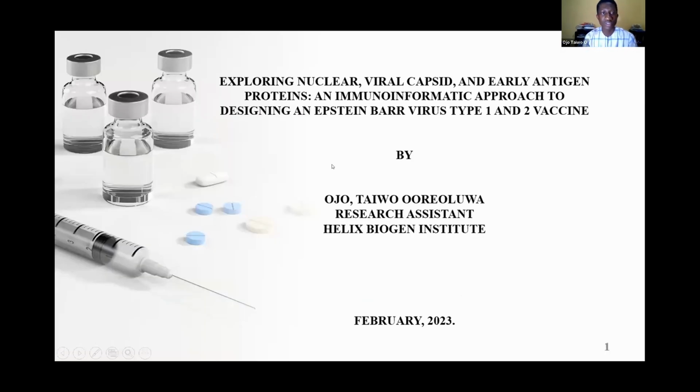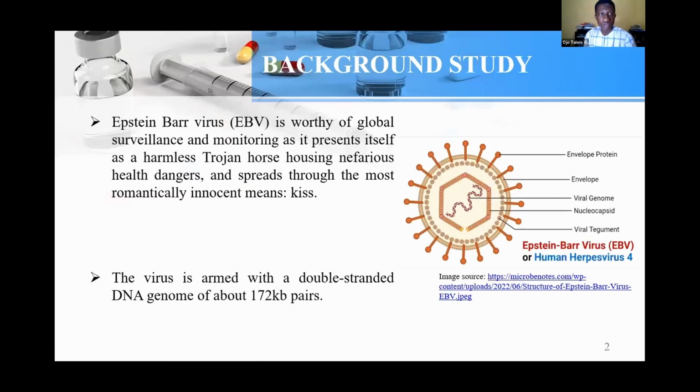So I will be discussing exploring nuclear, viral capsid, and early antigen proteins: an immunoinformatic approach to designing an Epstein Barr virus type 1 and type 2 vaccine. Now, to the background of the study: Epstein Barr virus is a virus that causes many forms of diseases, like infectious mononucleosis, Hodgkin lymphoma, and Burkitt lymphoma. This Epstein Barr virus spreads through different means.